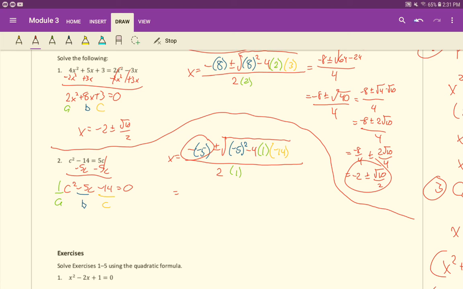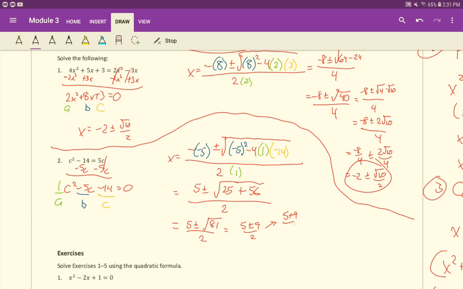So negative negative 5 becomes positive 5. Negative 5 squared becomes 25. 4 times 1 times negative 14 actually becomes positive then, 56. And then 2 times 1 is 2. 25 plus 56 is going to be 81. And so we get 5 plus or minus 9 over 2, which means we have two solutions.